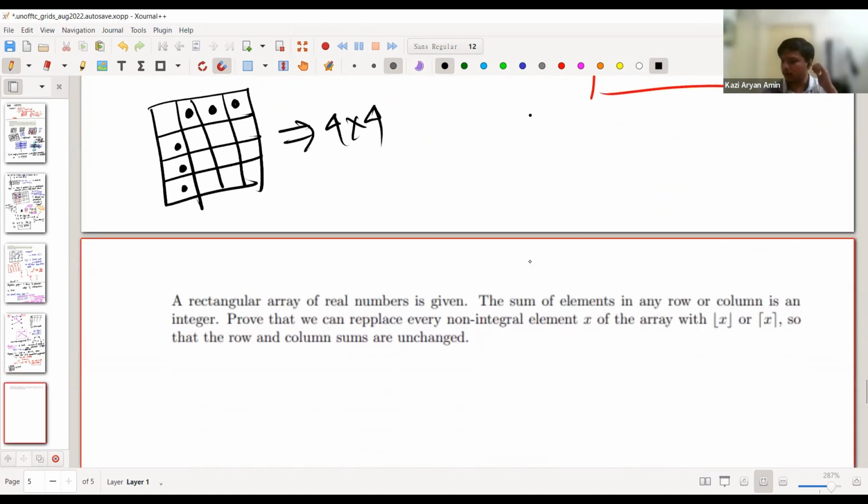So try this problem for a while. Maybe I'll just be back from the washroom.